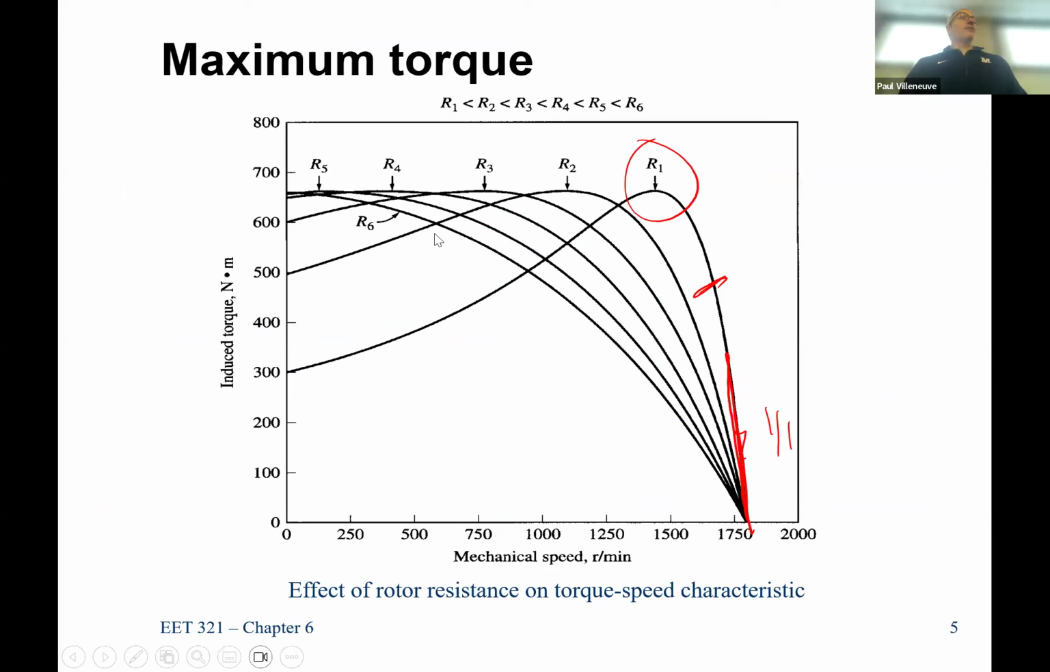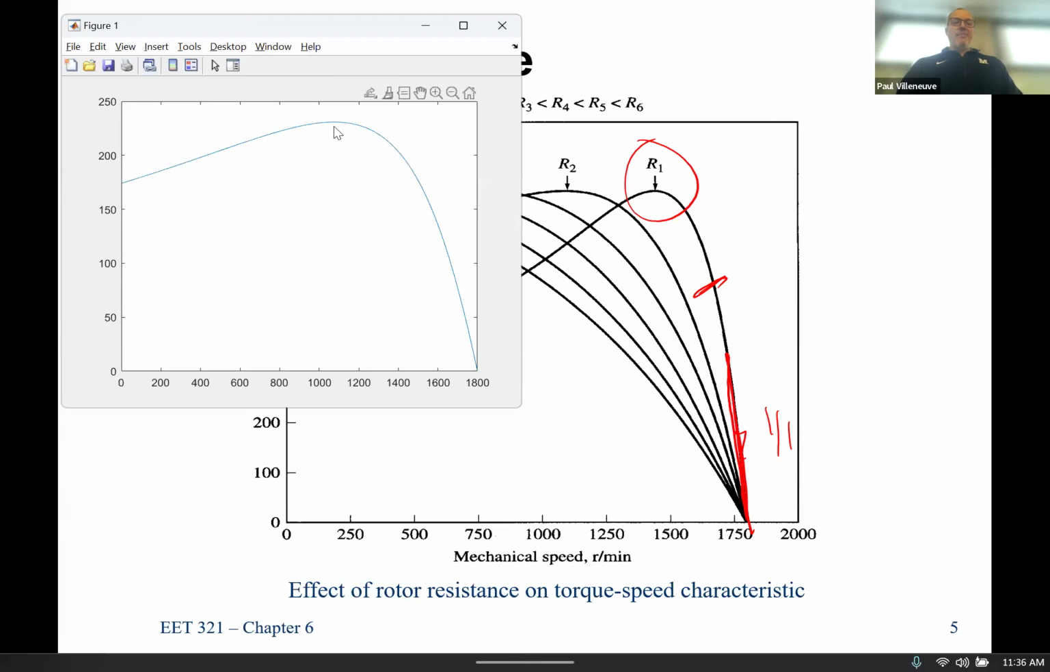Starting to look more like this, right? Before it had more of this shape. Now we've doubled the rotor resistance and we look more like that. What's happened here? We're still getting around 231 for our max torque, but look at the speed. Instead of 1438, it's now at 1069, but the torque hasn't changed. So our approximation is pretty good.